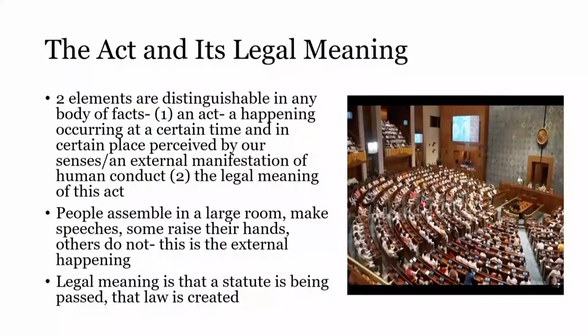He said that the first element is the act itself. What does it mean? It means a happening which occurs at a certain time and in a certain place, perceived by our senses, and which is an external manifestation of human conduct. So how some action has been done, and how that action has been perceived, how it has an external manifestation, that means the act itself, the happening. Some happening is seen by someone, that is an act. And then he says, what is the legal meaning of this act? So these are the two things which are distinguishable.